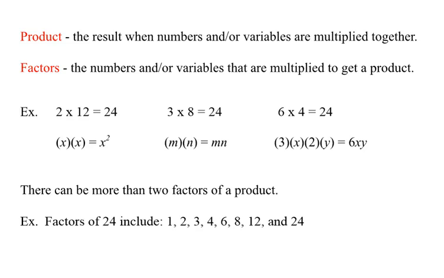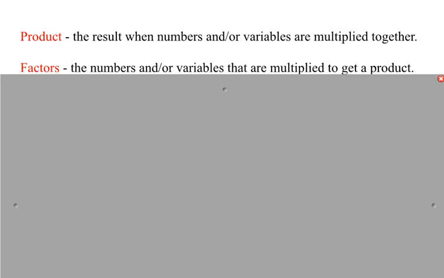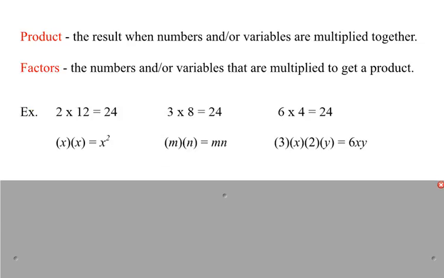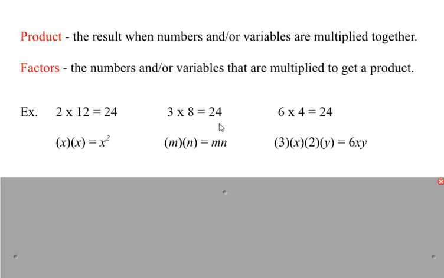So we have some information on this slide, some basics. Product. The product is the result when numbers and or variables are multiplied together. Factors. The numbers and or variables that are multiplied to get a product. So we have a bunch of examples here.